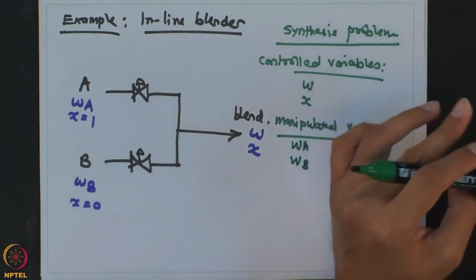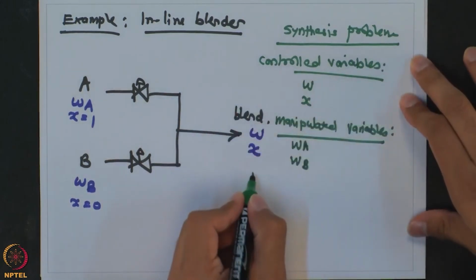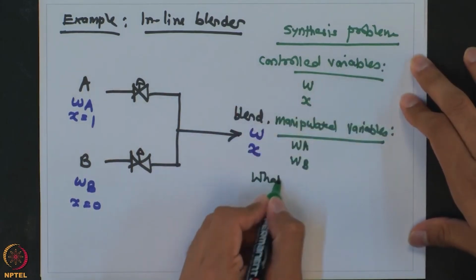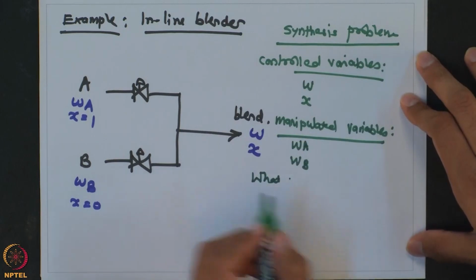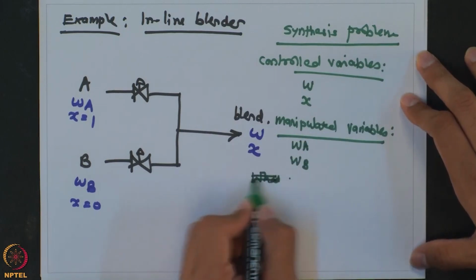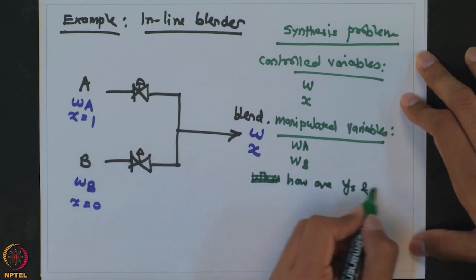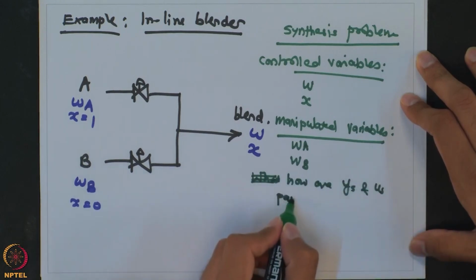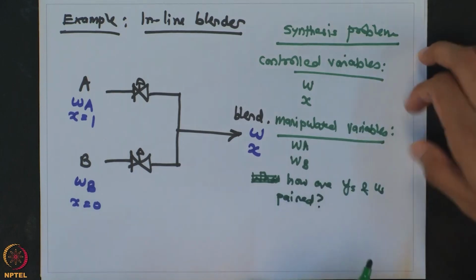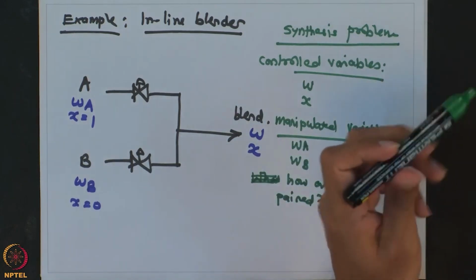And then the last question which we have to ask is, how are these two Y's and U's paired? So I would ask you to pause this video for a bit and try to figure out, if these are the two controlled variables and these are the two manipulated variables, what are the different ways in which we can implement a controller.